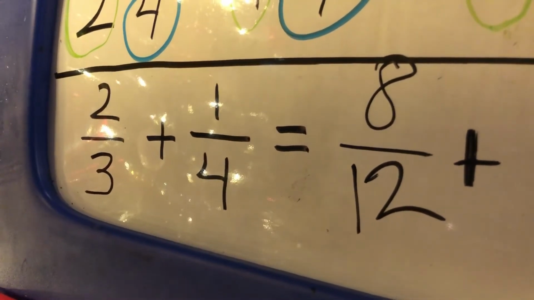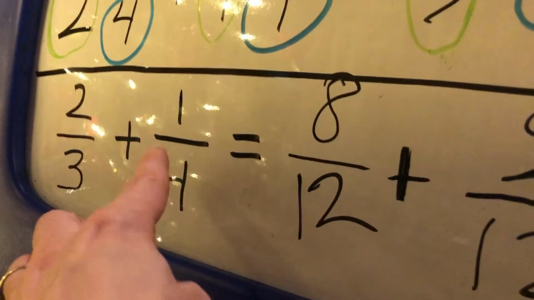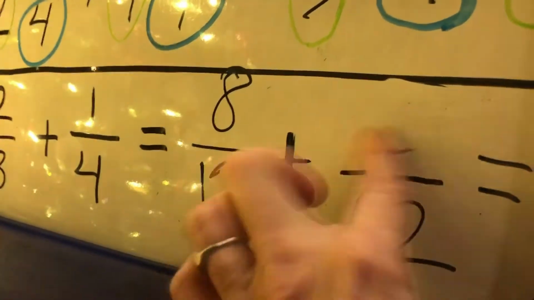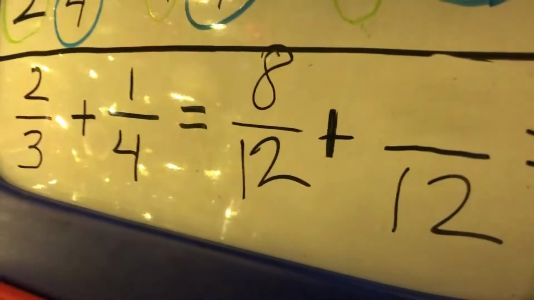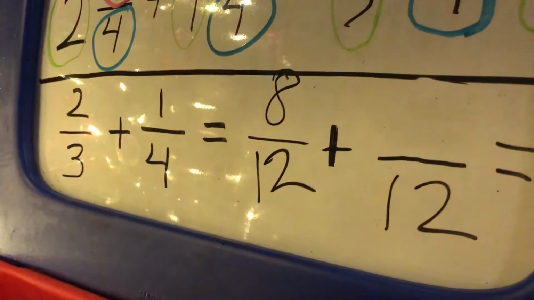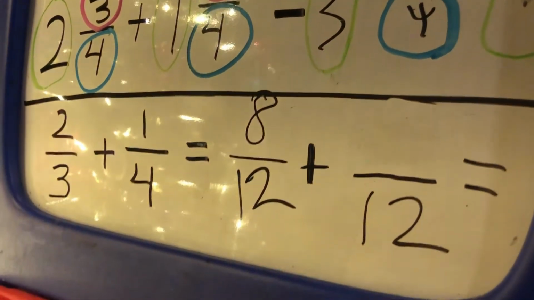So the 1 has nothing to do with it. Well, we haven't gotten there yet. We're going to rewrite 1/4 in terms of 12ths. So what's 1/4 of 12? Well, if you want to do it the way we just did it, 3.